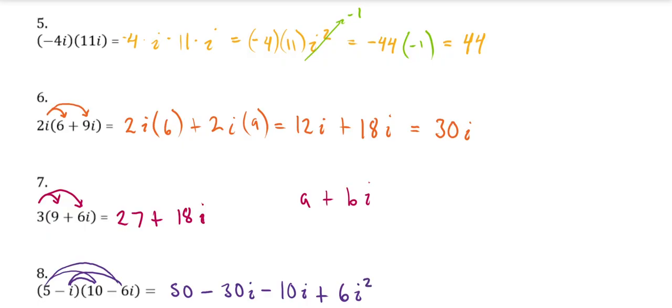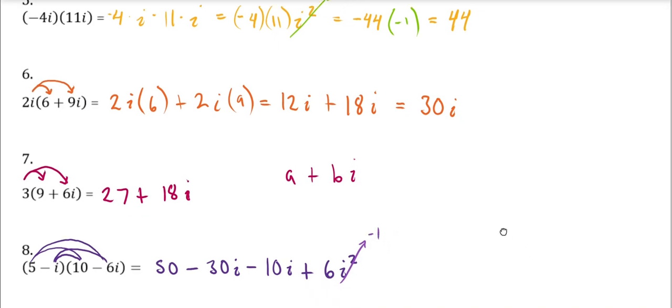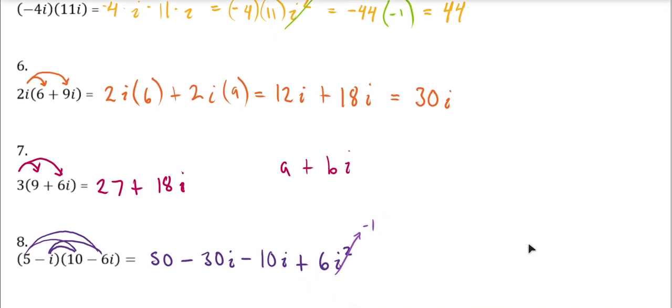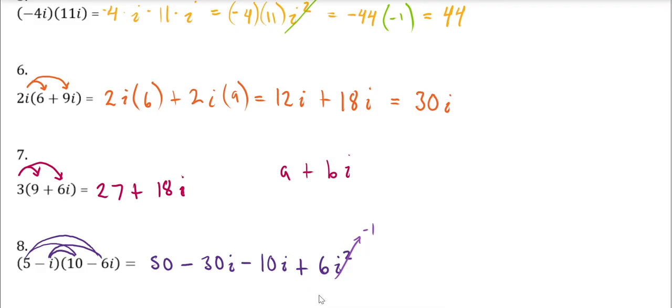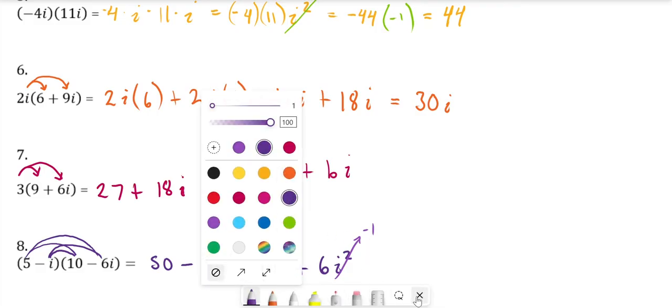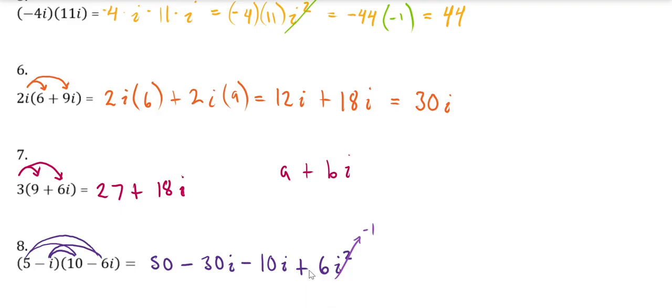Now, as before, the i squareds reduce to minus 1, which means that actually this last number isn't in terms of i, it's just going to be a regular number. It's going to be minus 6. So we really do wind up with 50 minus 6 minus 30i minus 10i. And now combining like terms as before, we get 44 minus 40i.